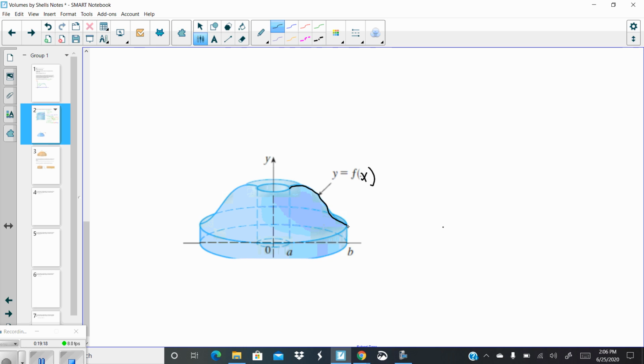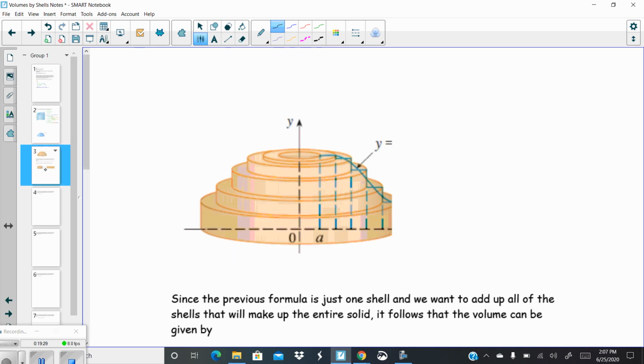Right there, that's our function. What we did was we revolved it around the y-axis. And then what we're going to do is we're going to try and find the volume of this thing by using the cylindrical shell method. So let's take a look at the next page.